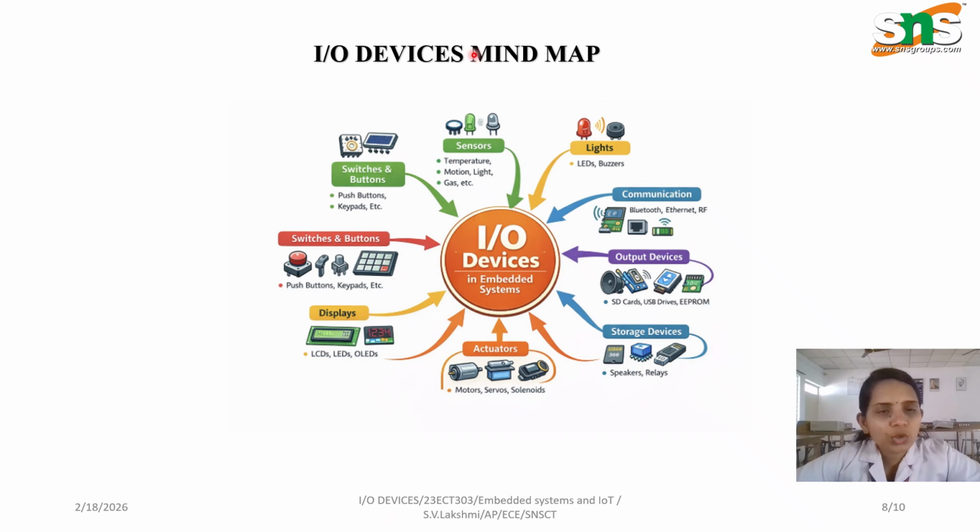This is the overall summary of the IO devices. We have the display interfaces, and on the input side switches, buttons, push buttons, keypads, etc. Displays include OLED, LED, LCD, etc. And the lights, sensors, output devices, storage devices, and communication protocols. All these come under the IO devices.